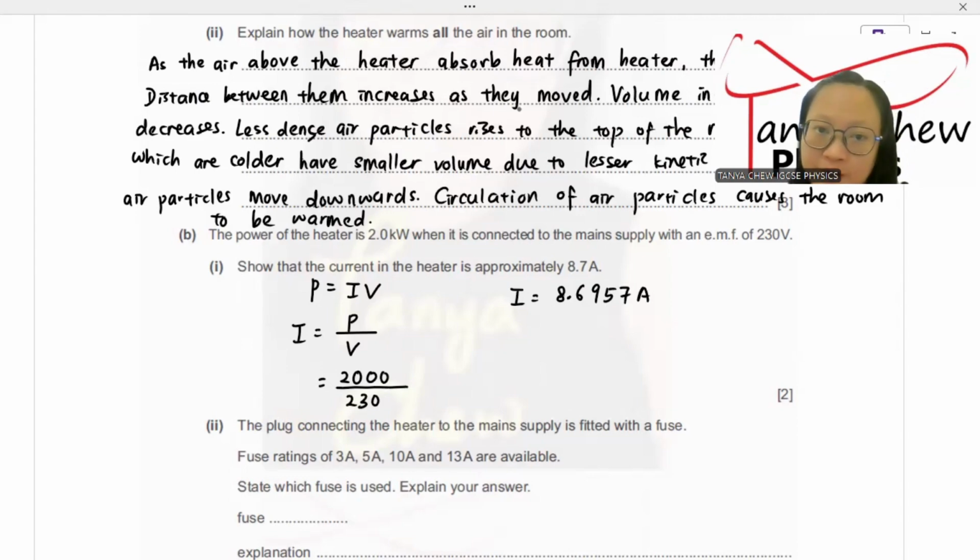So I is equal to 8.6957 A. This is not my final answer. When the question asks you to show approximately equal to 8.7 ampere, you have to write more significant figures to show that you have calculated the value. Then only, approximately equals to 8.7 ampere.